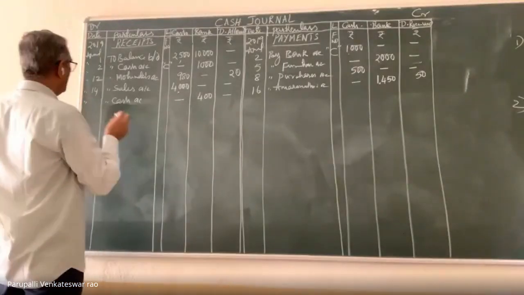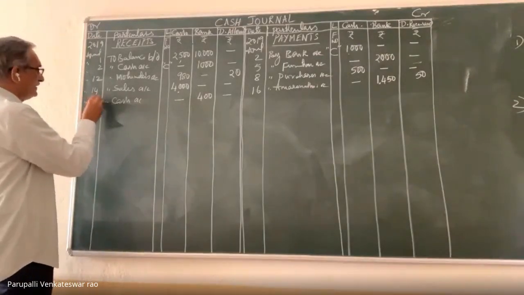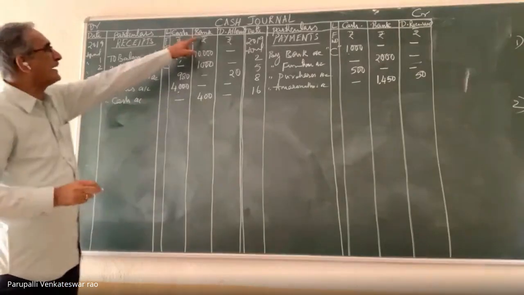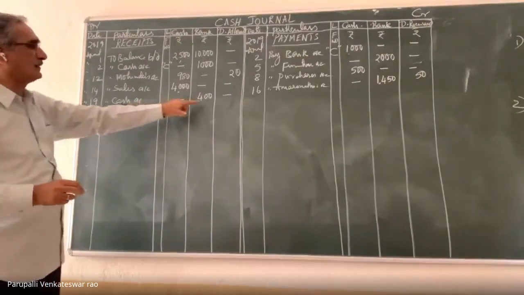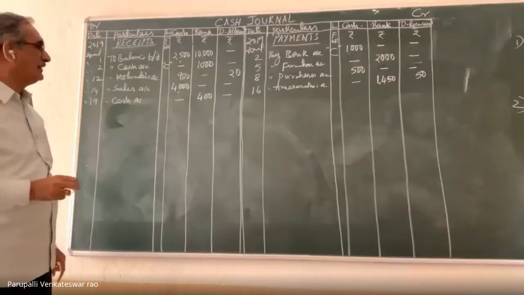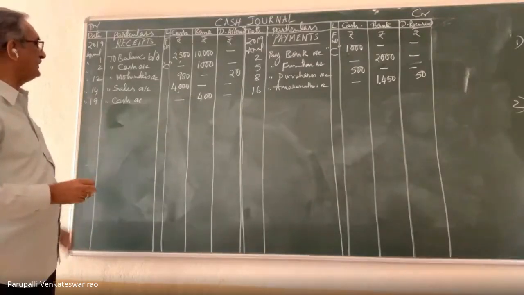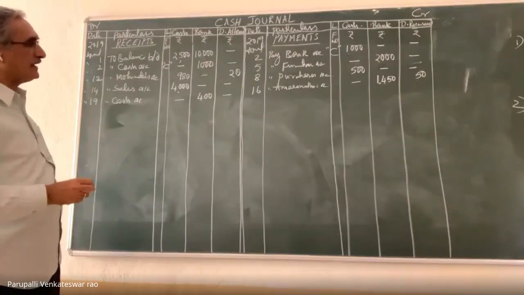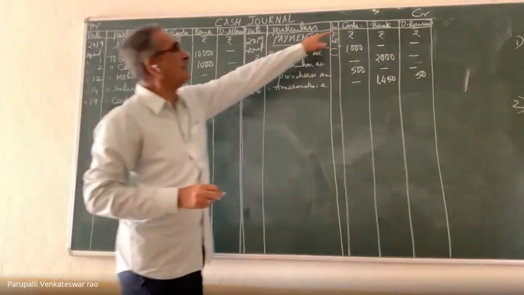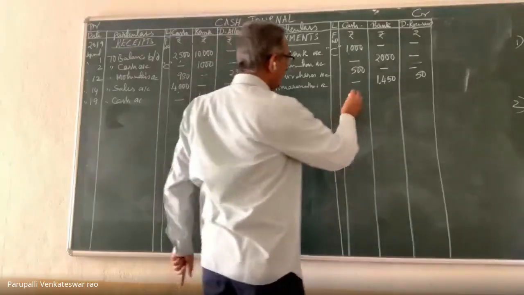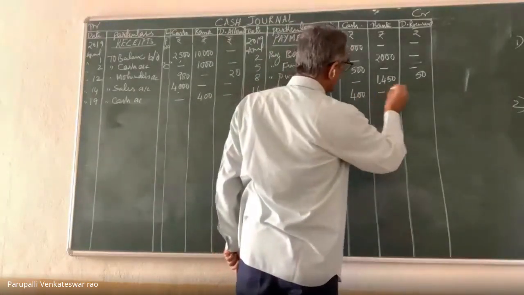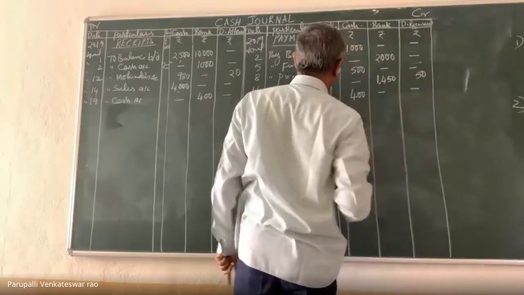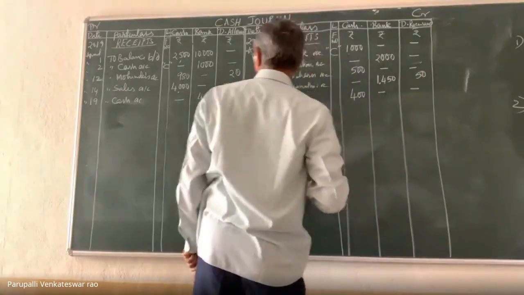Cash. What is the date? 19th. Entry is bank account debit to cash account. That's it. So bank account is debited. Which account is credited? Cash account is credited. So write 400 rupees in the cash column because cash account is credited. Bank account is debited. You practice always.